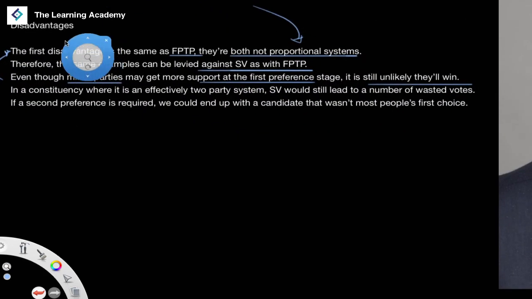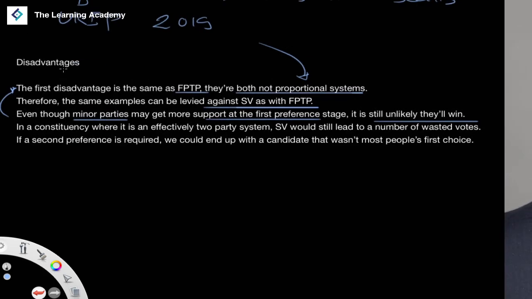So again, minor parties, while they may get some more support in the first preference or even the second preference stage, they're still very unlikely to win. Ultimately, the popularity of these major parties in this growing two-party system that we seem to find ourselves in is something that the supplementary vote cannot get past.